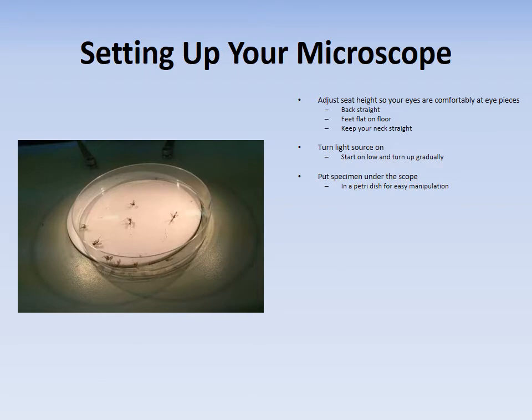You're going to put your specimen under the scope. You're going to put it in a petri dish. It's best to put it in a petri dish so you can slide the petri dish around instead of having to move the specimen every little time you need to slightly see different spots.